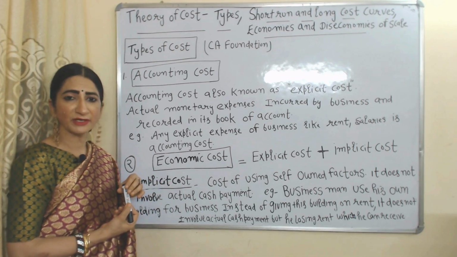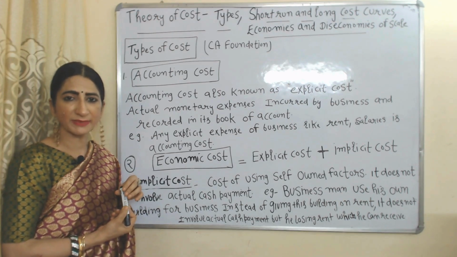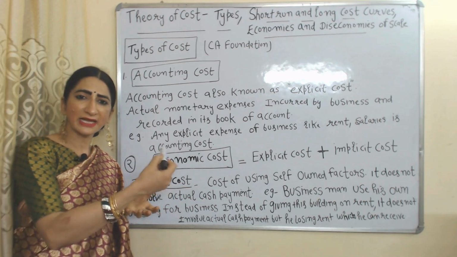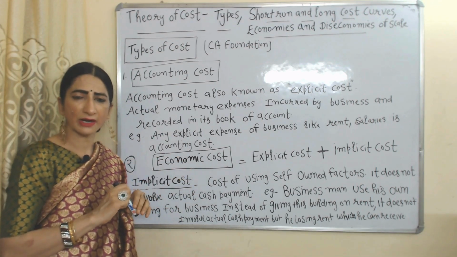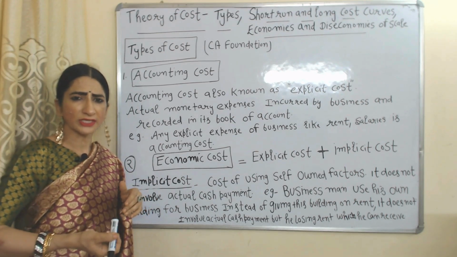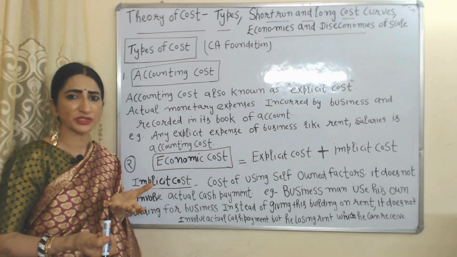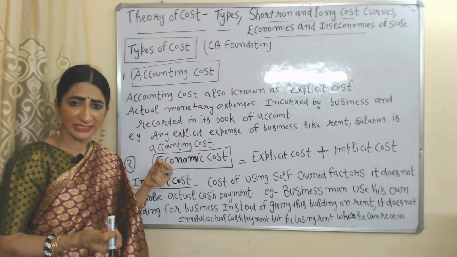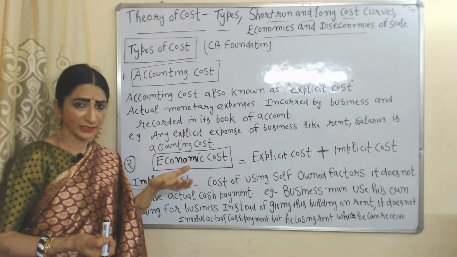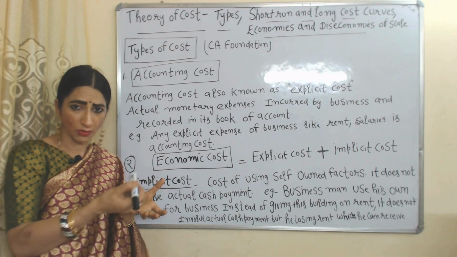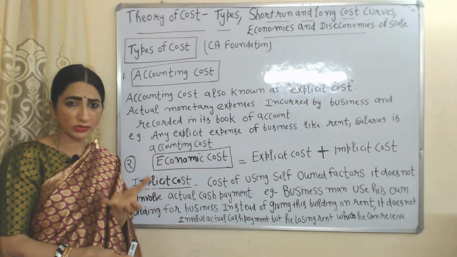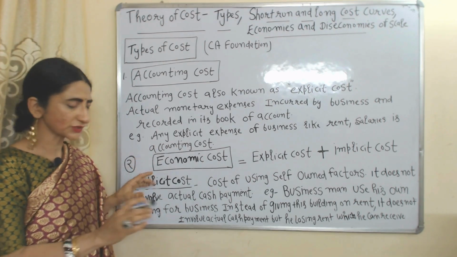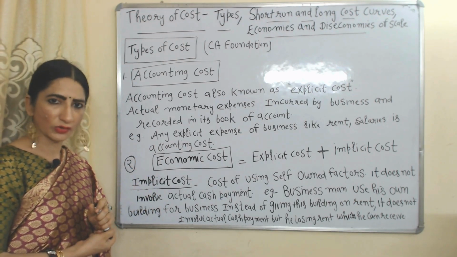For example, for the purpose of business, a businessman uses his own building rather than giving this building on rent. No doubt he is not making any actual cash payment, but he is losing rent which he can receive if he didn't use this building for his own business. So loss of rent is a cost. That's why this is part of our cost and called implicit cost.